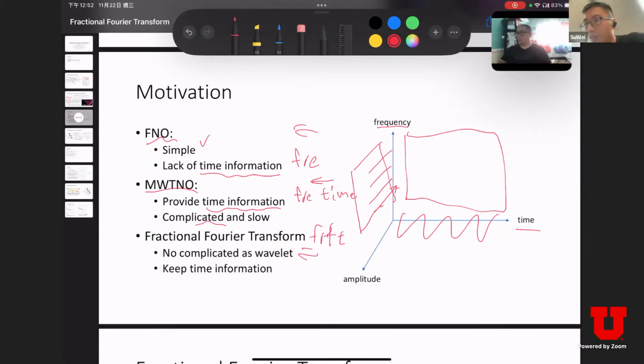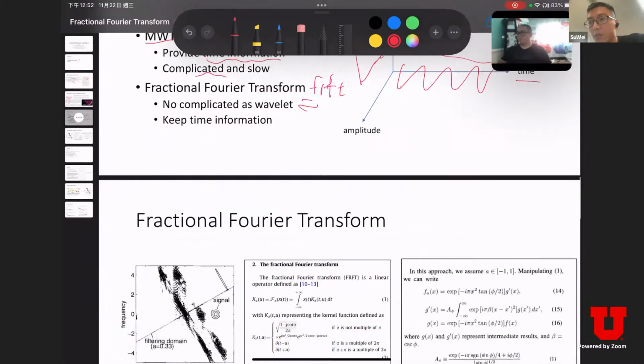is kind of like they just draw a line in this space so that they can project the data and signal on the line, and we can easily tell the difference between the signal and the noise. That's it.